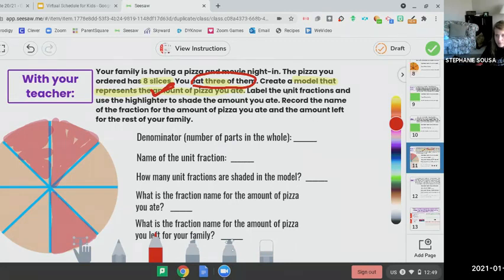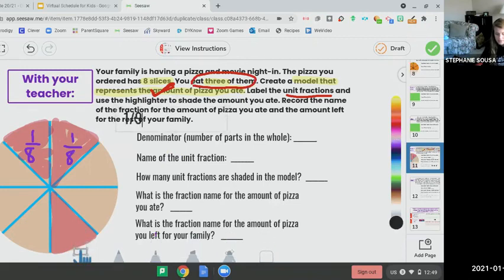It says label the unit fractions and use a highlighter to shade the amount you ate. Okay, I've got to label my unit fractions now. I know that there are 8 pieces and I know that this slice is 1/8. I know that this slice is 1/8. And some of you right now are dying because I'm not using the label tool and duplicating it. So I will go ahead and do that for you now because you want to see an easier way to make this work. And duplicate.